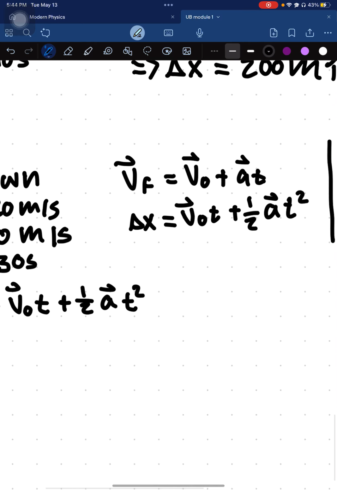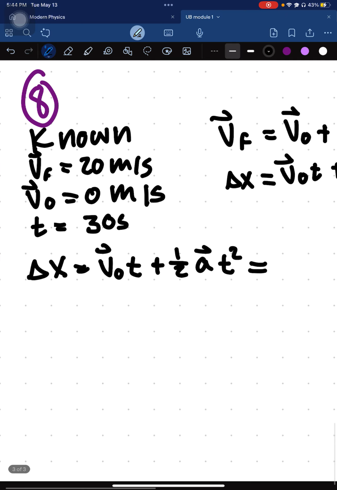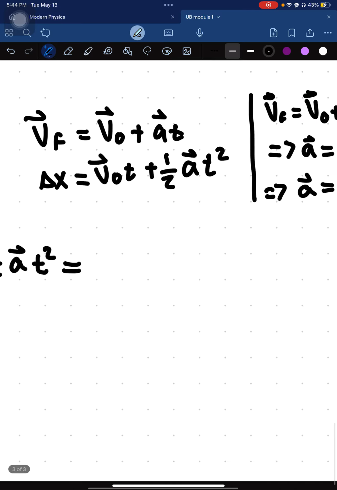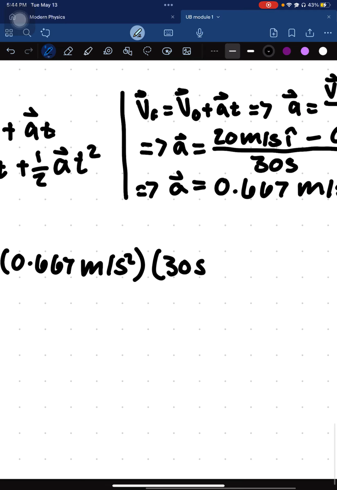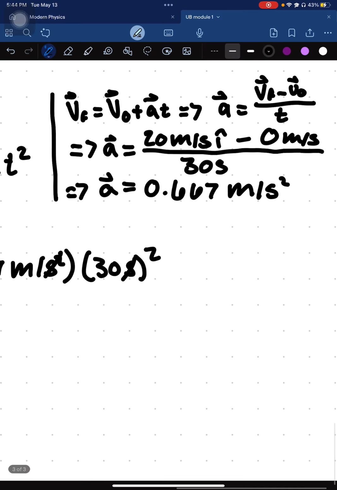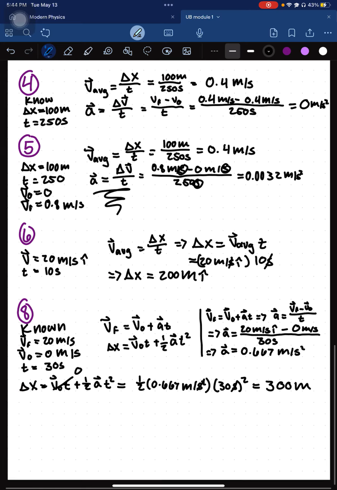Okay, and this equals, well, we know that v naught is 0, so I'm going to go ahead and cross that out. 1/2 times 0.667 meters per second squared times 30 seconds squared. This squared is going to go onto that seconds, which is going to cancel that out. And this is going to equal 300 meters. Okay.